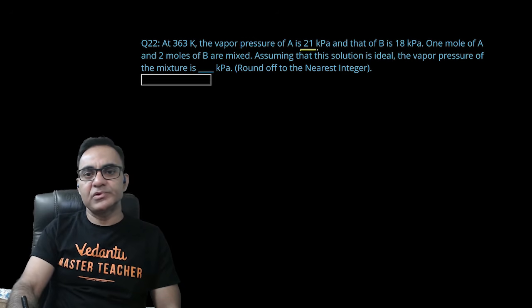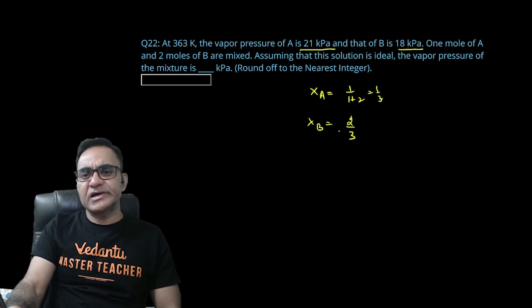Vapor pressure of pure A दिया है, pure B दिया है, 1 mole of A and 2 mole of B are mixed. तो mole fraction of A हो गया 1 upon 1 plus 2 यानी 1 by 3, mole fraction of B हो गया 2 by 3. टोटल प्रेशर निकालना है, assume this is an ideal solution.